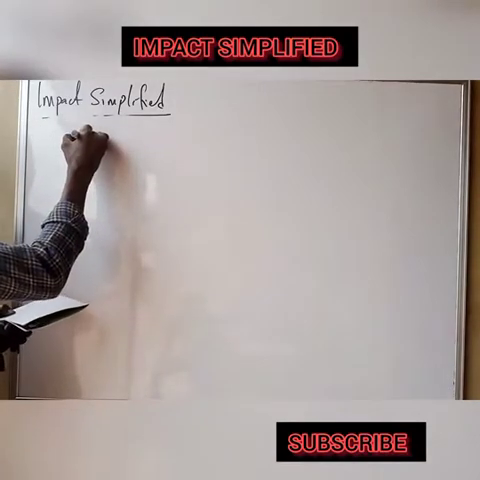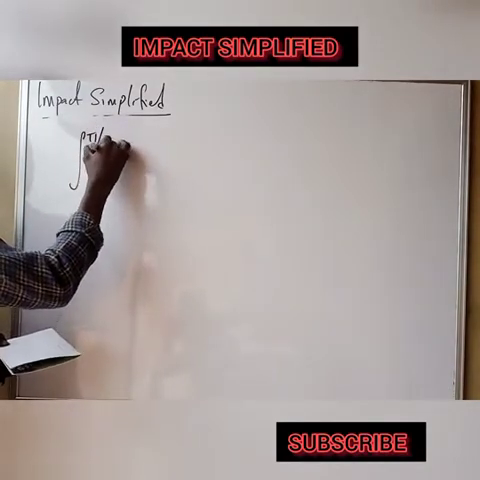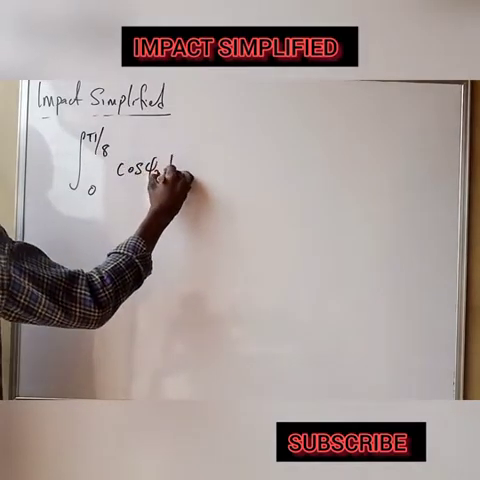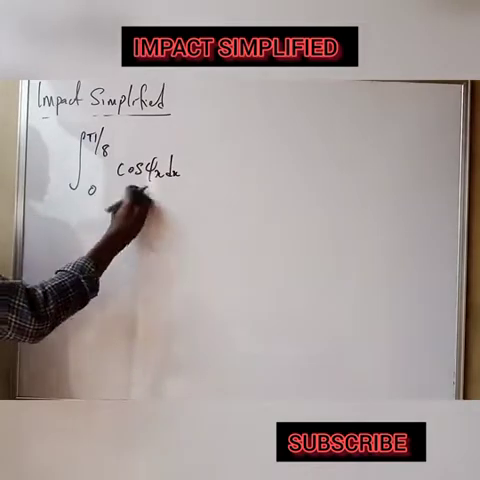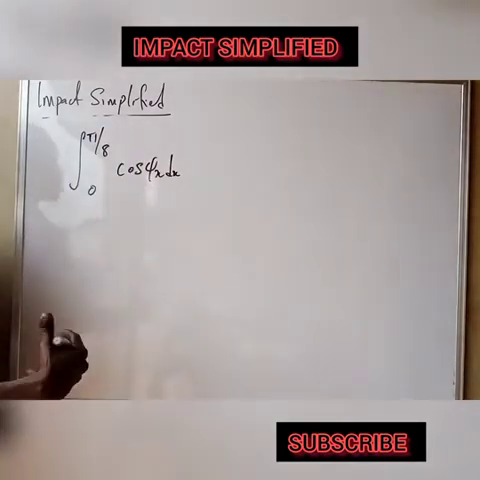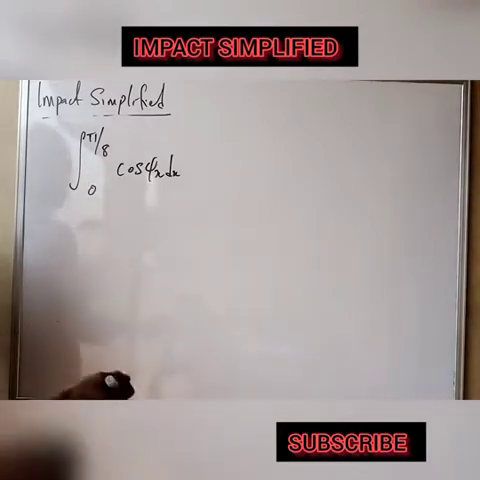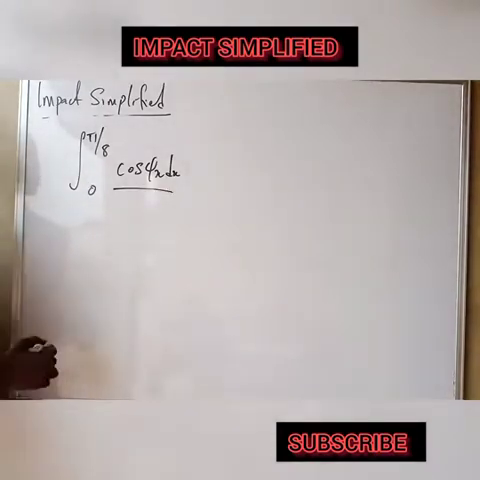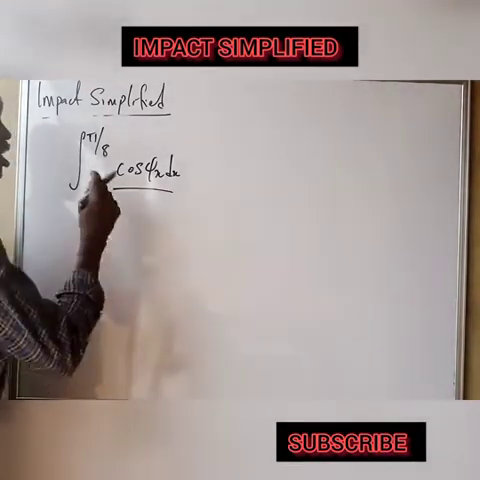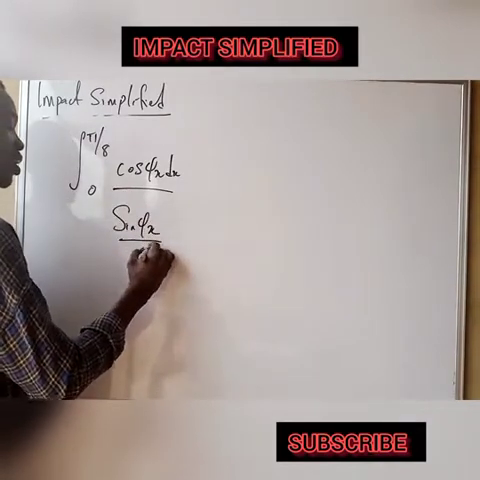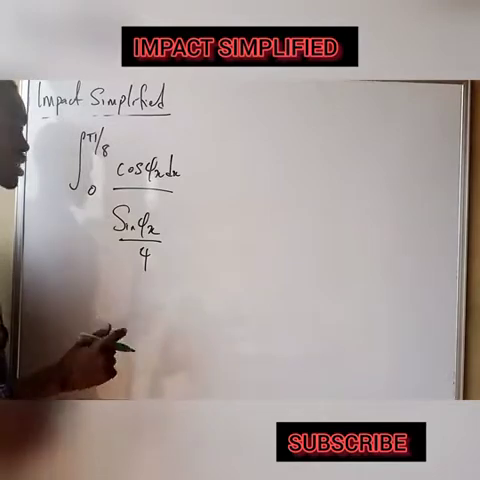For example, we have a question here. Integrate pi over 8, 0, cos 4x dx. Now, we have looked at how to integrate cos 4x dx. That means what? A function of a function. So the first thing for us to do is to integrate cos 4x. If you integrate cos, what is the answer? Sin 4x over 4. Did we get it? That's the answer for that.